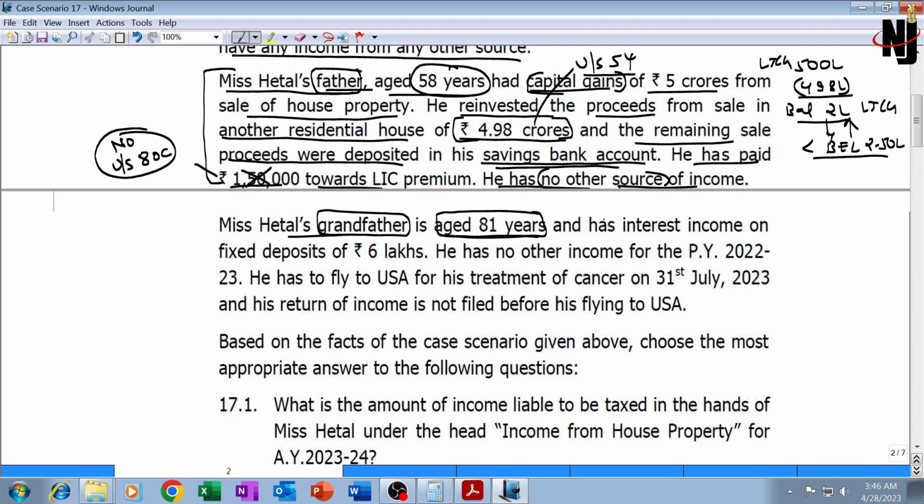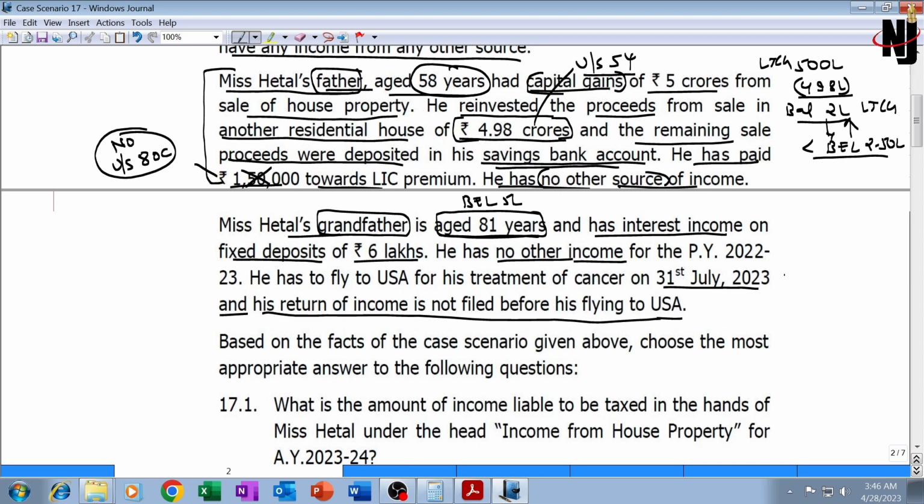Assuming he is resident, he has interest income on fixed deposit of rupees 6 lakhs. The basic exemption limit for him will be 5 lakhs. He has no other income during previous year 2022-23. He has to fly to USA for his treatment of cancer on 31st July 2023, and his return of income is not yet filed before flying to USA. What will be the due date to file the IT return?